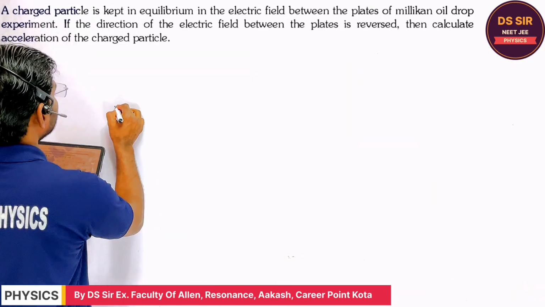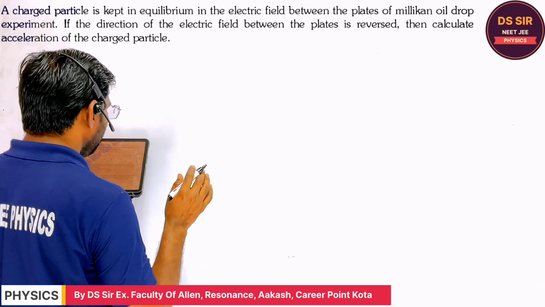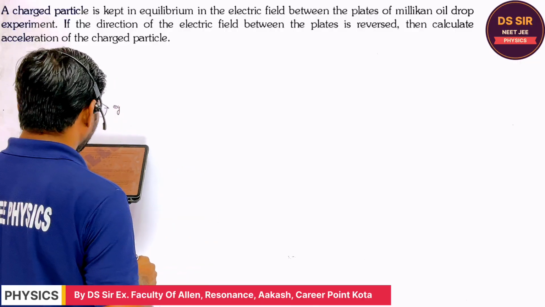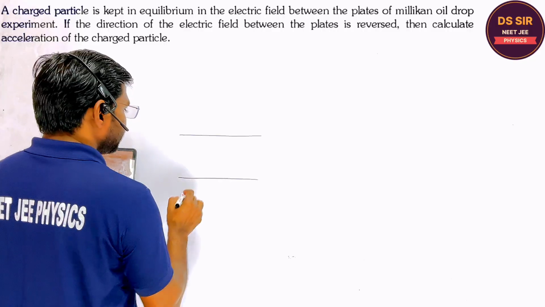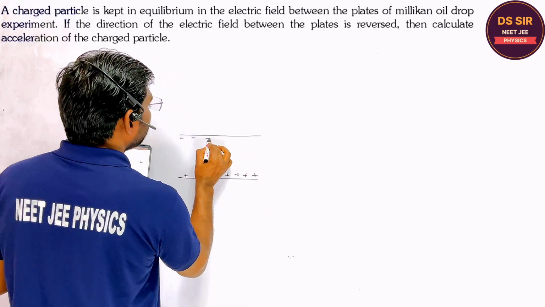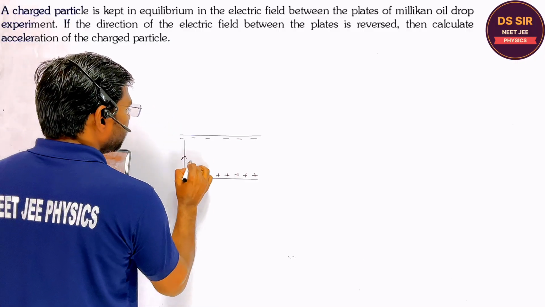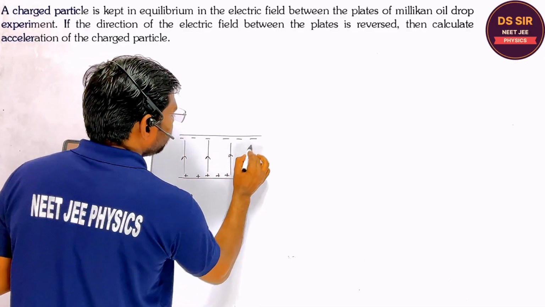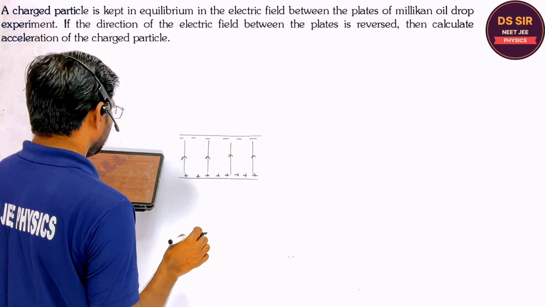So read this question. In this question, a charged particle is kept in equilibrium in the electric field between the plates of the Millikan oil drop experiment. You can think that there are two plates, one plate having the positive charge and the other plate having the negative charge. So between the plates, the electric field from the positive to the negative plate is produced.